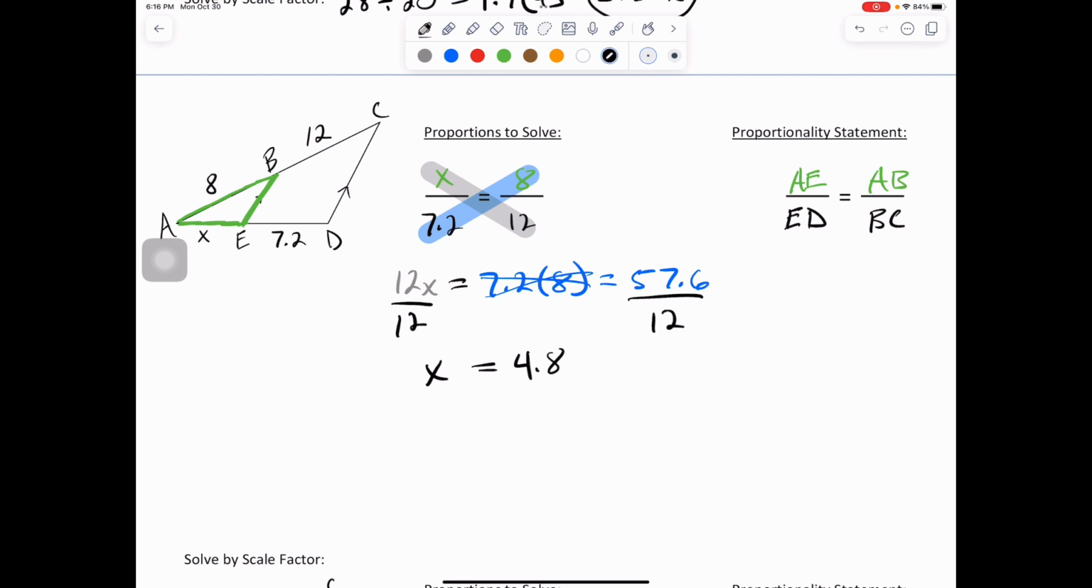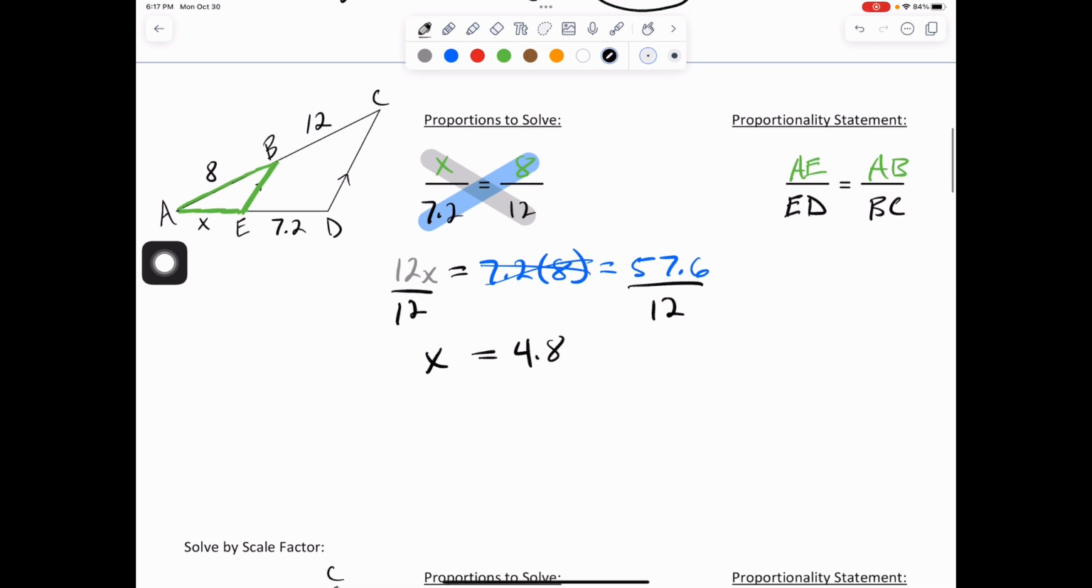Oh my goodness, Mr. Richards, what is that scale factor doing down in the corner? Well, solve by scale factor. Let's give it a go. Now if we know that we are solving for x here, it's clearly going to be a smaller number because AE corresponds with ED, and ED is set over BC here. Now, what we can do is just do 7.2 divided by 12 times our 8.